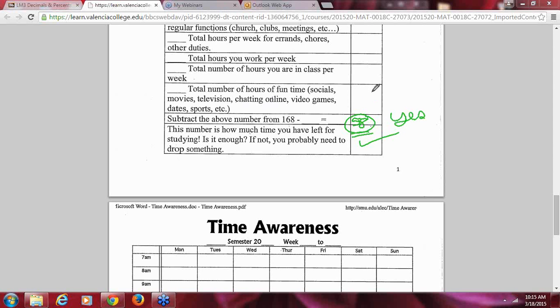Now some of you, I've seen people do this activity and get -10, which means they have more time scheduled than there actually is in a week. That means you have to make some adjustments and you don't even have time to study, which means you may have a time management crisis on your hands. That's what this is all about. Okay?